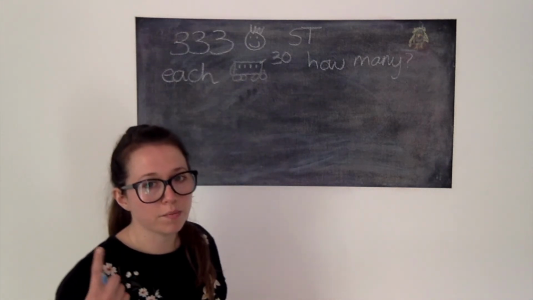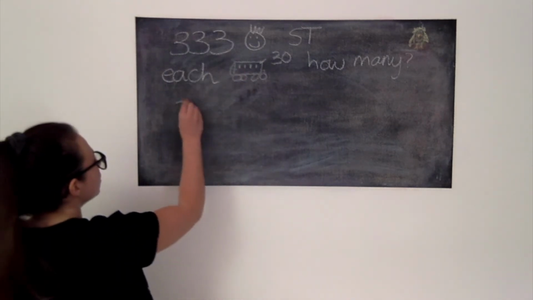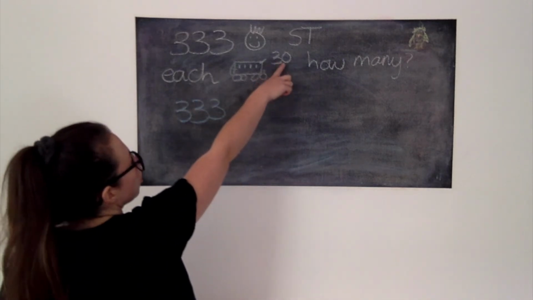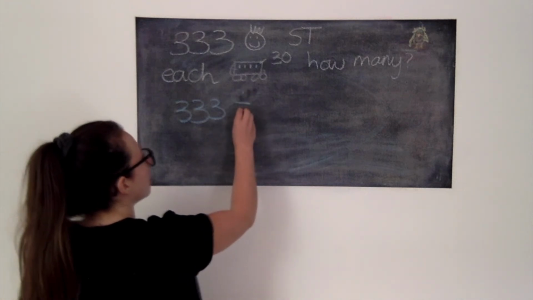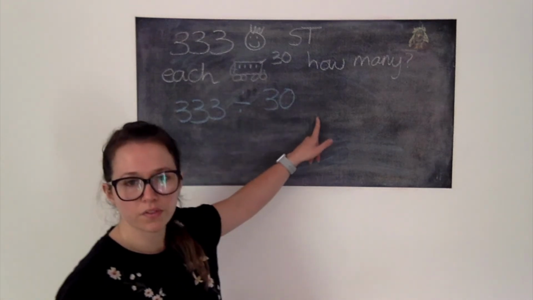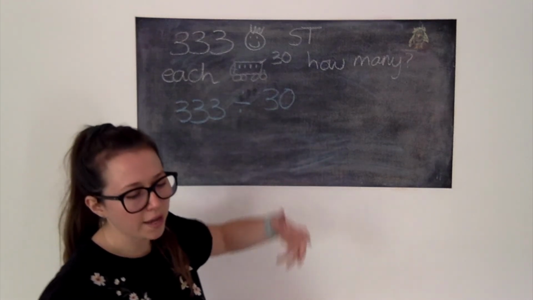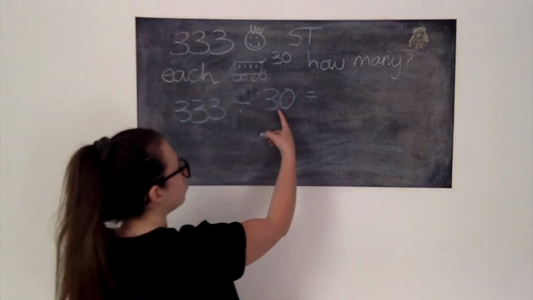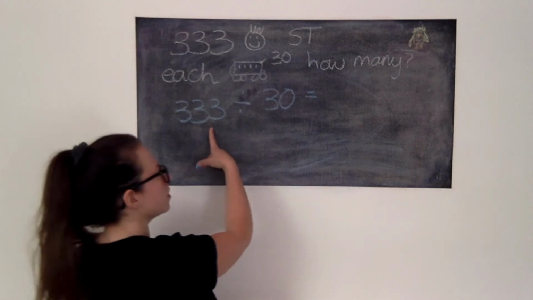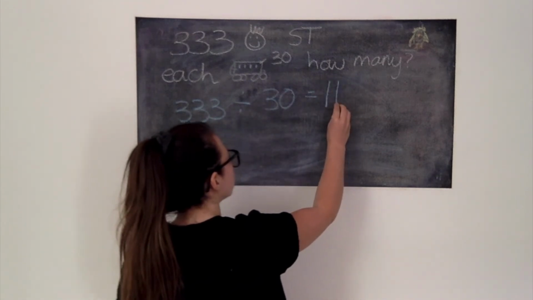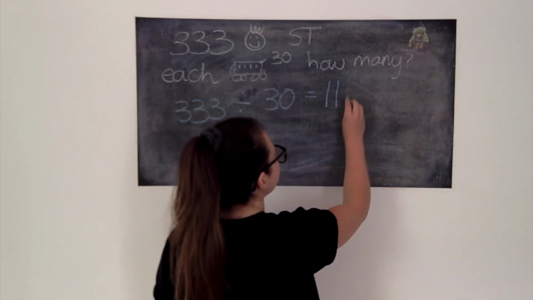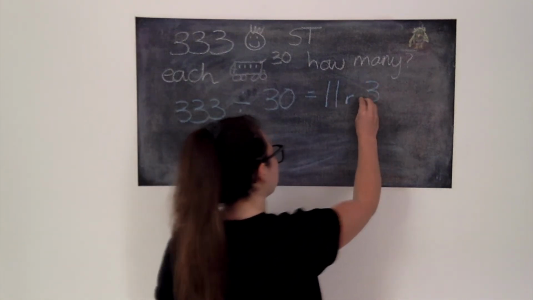So first of all, I think about my problem. I've got 333 children, and I need to split them into groups, onto coaches of 30. So my number sentence is 333 divided by 30. So first of all, I'm going to figure that out. So I should know, well, 10 groups of 30 is 300. And then another group, 330. So that's 11 full coaches is 330. But then I've got 3 left over. So my answer is 11, remainder 3.